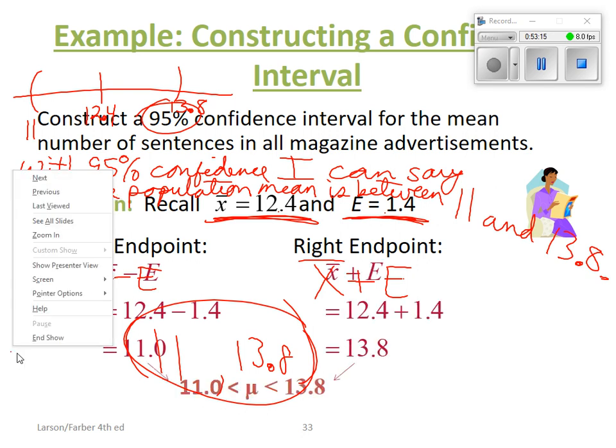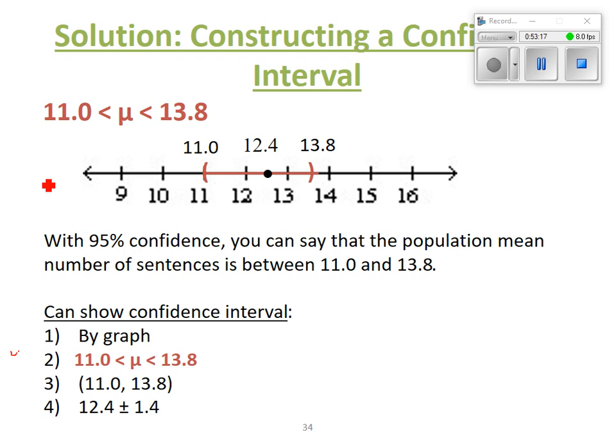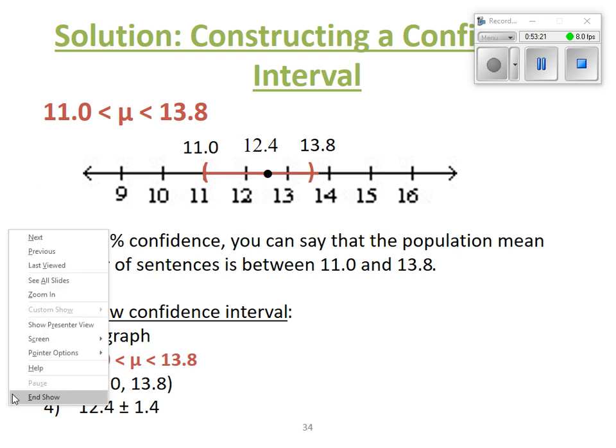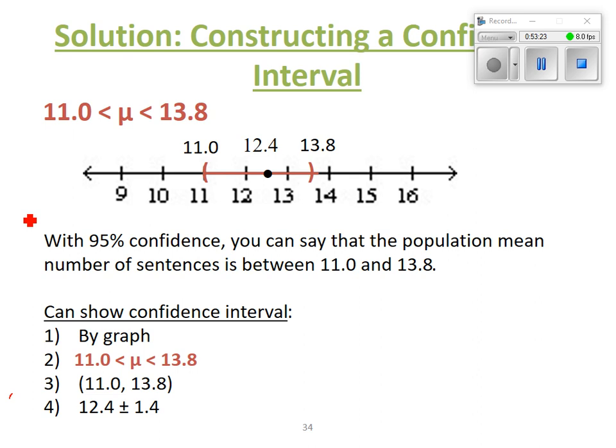We did all that. Notice they wrote it differently. We could have written it on a number line like this. We could do it by the graph. You could do it by using the mu in the middle. You could do it with the parentheses. Four different ways, I'm sorry. You could also write it that way. I don't like that way, so don't do it that way.